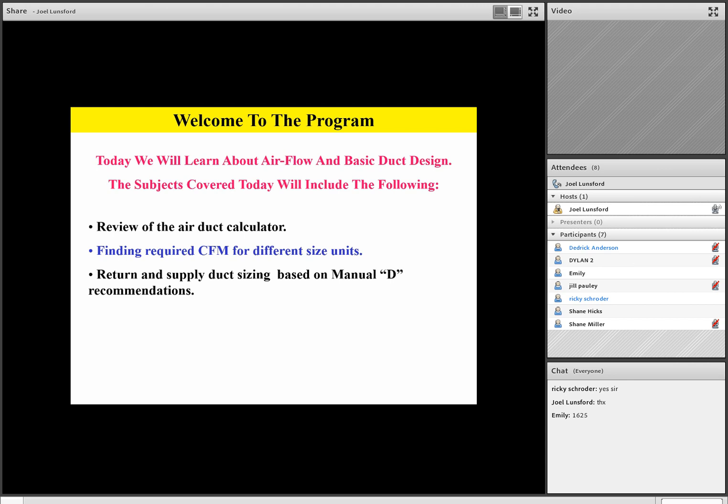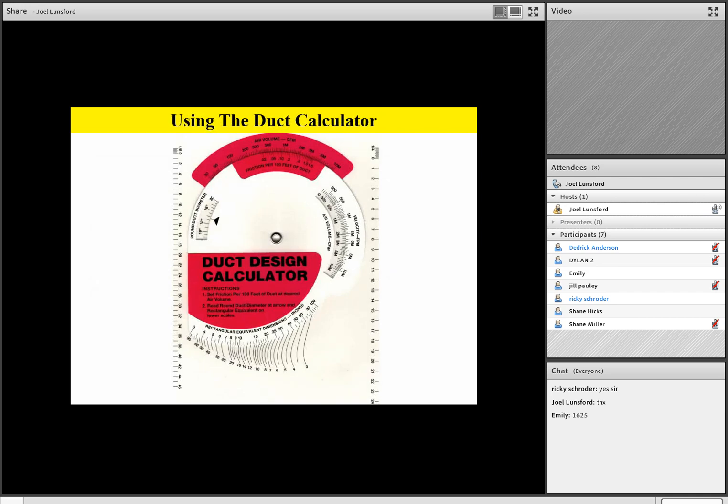So, using the duct calculator. If you'll take a look at your screen at this time, the duct calculator we're featuring in our program today is just a real simple duct calculator. It happens to be one that we recommend for our schools, and hopefully you're able to get some of these duct calculators so that the information we look at here together will be the same on the screen as what you have in your hand.